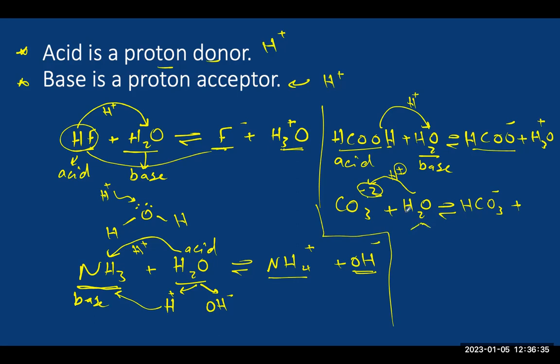Plus, we said before that H2O is just H plus and OH minus. So this H plus will go to the CO3, so we will end up with OH minus. So CO3 will be a base, and H2O will be an acid.